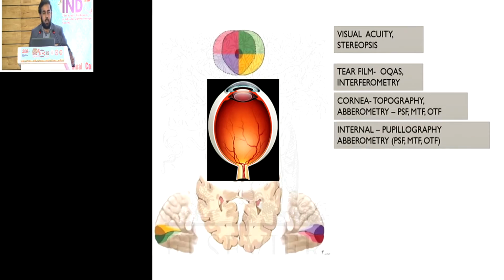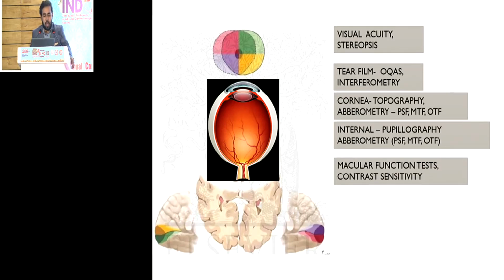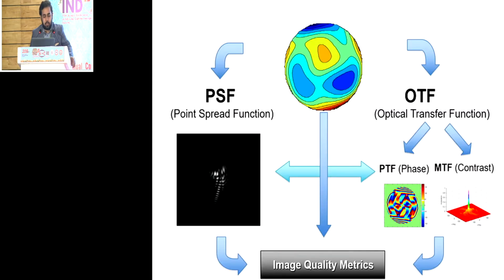And when it comes to the pupil, usually we have two aspects of assessing it. One is the pupil size and its changes, and another is the aberrometry related to the internal aberrations. And beyond that, in the retina, we have other higher grades of vision in the form of macular function tests and contrast sensitivity. So, looking at how we assess the aberrations and quality of vision.